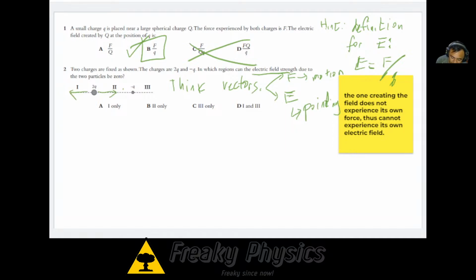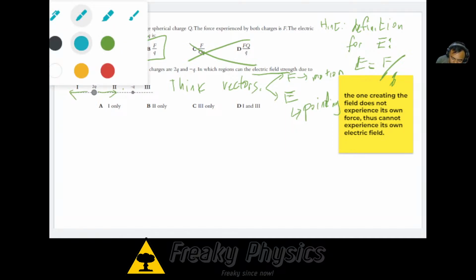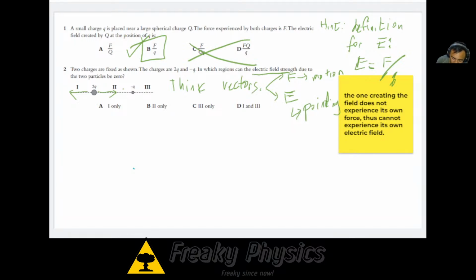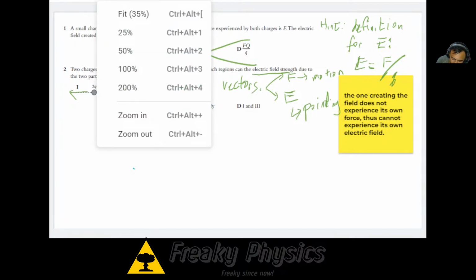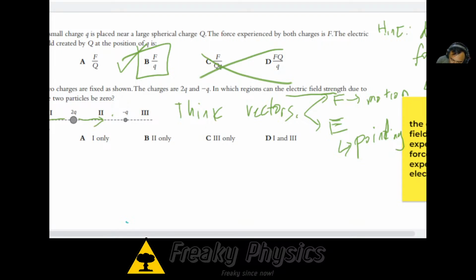How about for negative q? Which way is the electric field? Hold on, I'll make this a bit bigger so we can see this better. The one on the right goes right. No, it's negative, so negatives always point inwards, like that.